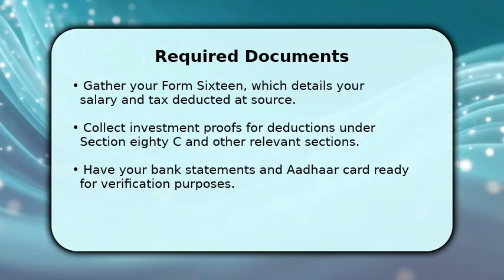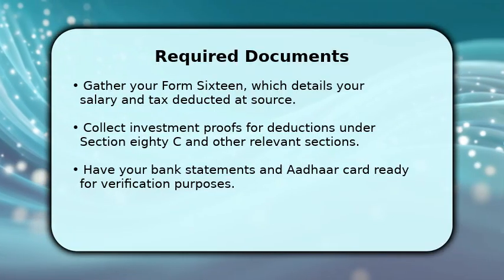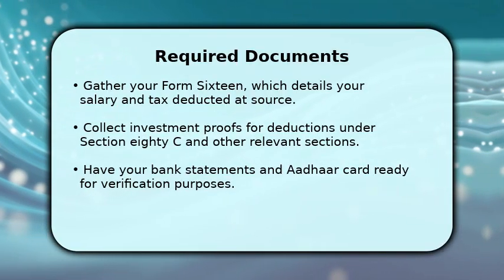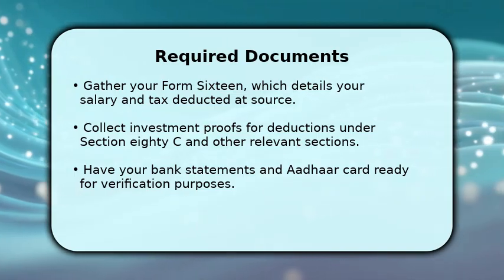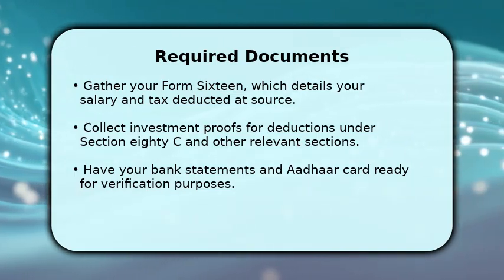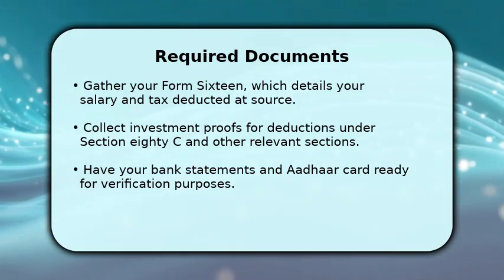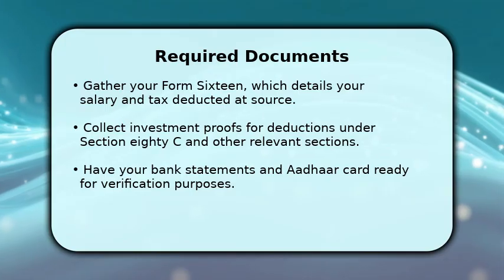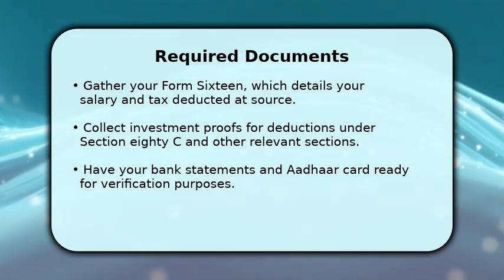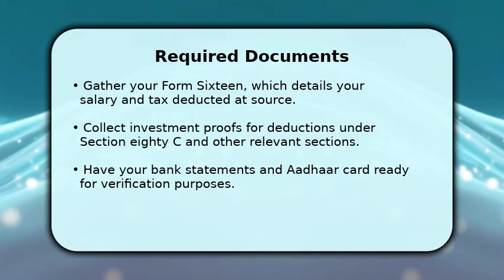To begin, gathering the right documents is key. Your Form 16 is paramount, as it summarizes your salary and any tax deducted at source. Next, ensure you have all investment proofs, especially for deductions under Section 80C, like Provident Fund contributions or life insurance premiums. Don't forget your bank statements and your Aadhaar card. These are essential for identity verification and accurate financial reporting.